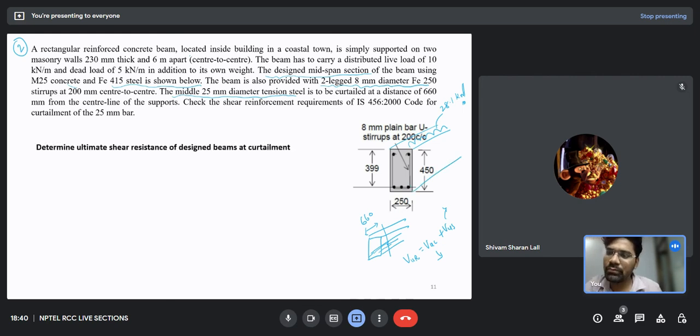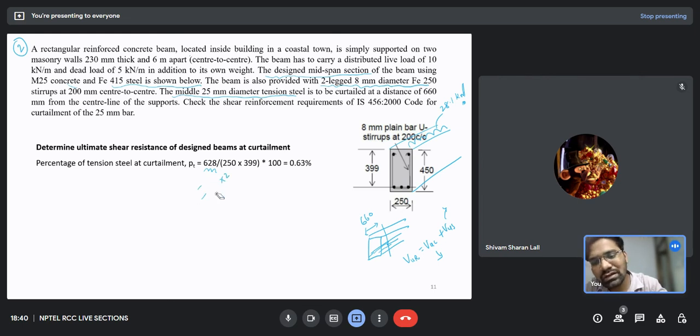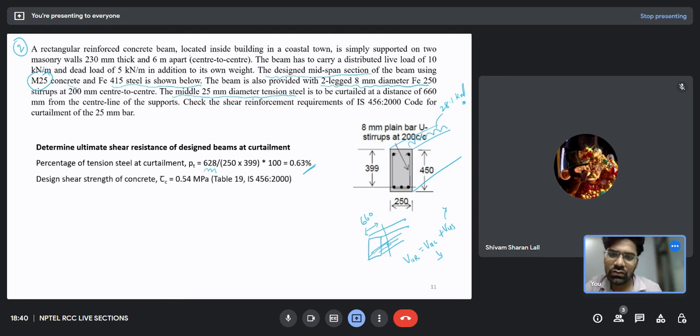So let's look at this problem. The percentage of steel at the curtailment point is 0.63. How did we get it? Pi by 4 into 20 square into 2, because now we have only two bars at the curtailment point, divided by the cross section. Now I have M25 concrete. For M25 concrete and 0.63 percent steel, from the IS code you can find the design shear stress, which comes out to be 0.45 MPa.